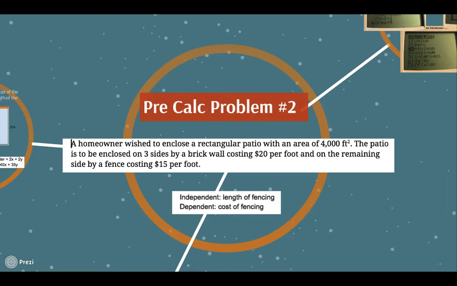What length of the fencing is needed to minimize the cost of the enclosure? What length for the fence will make the cost of the enclosure $5,000? The independent variable in this problem is the length of the fence, and the dependent variable is the cost of the fencing.